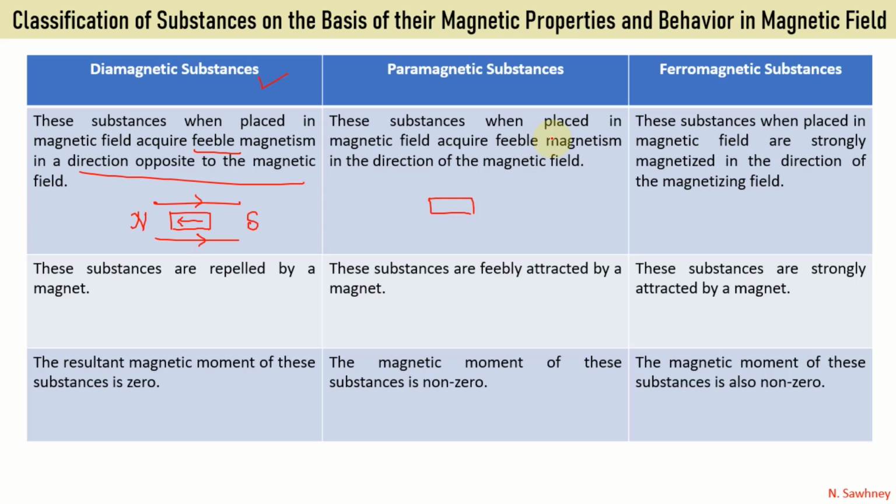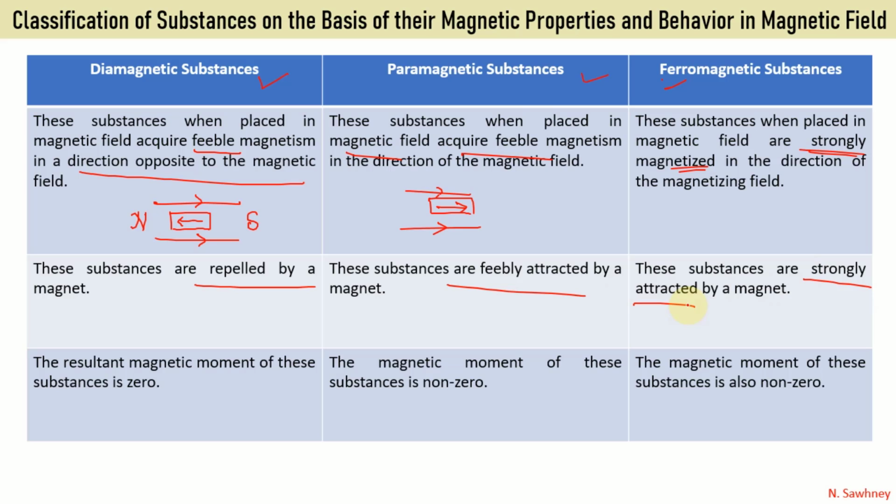When we place a paramagnetic substance in a magnetic field, it will acquire feeble magnetism in the same direction as the magnetic field, like this. As I told you, the difference between ferromagnetic and paramagnetic substances is their intensity, so a ferromagnetic substance is strongly magnetized in the direction of the magnetic field. Diamagnetic substances are repelled by the magnet, paramagnetic substances are weakly attracted by the magnet, while ferromagnetic substances are strongly attracted by the magnet.